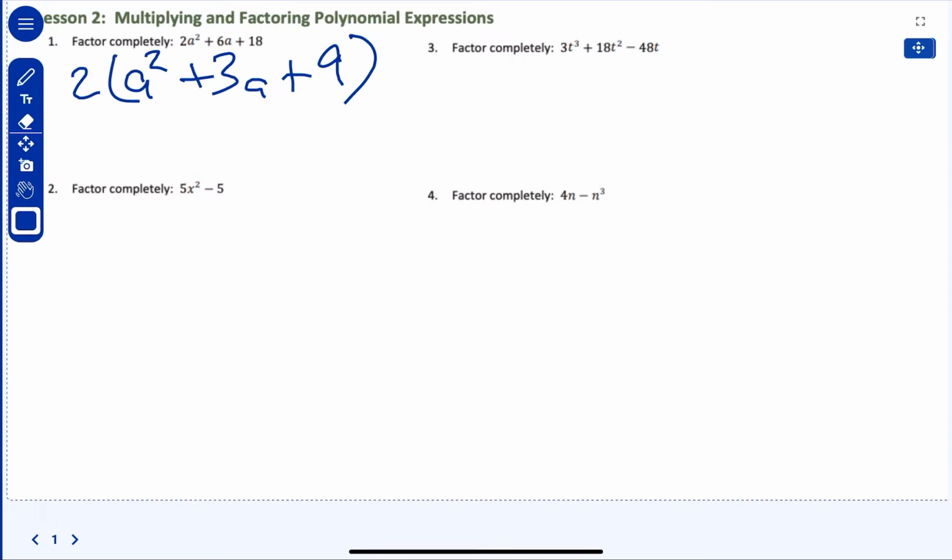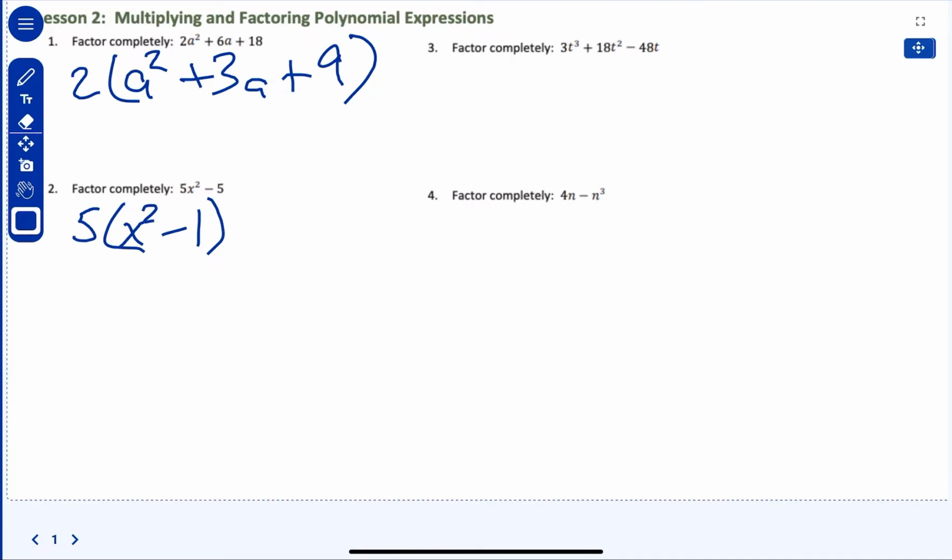You're on the wrong number 2. 5, okay, that is the greatest common factor. 5x squared divided by 5 is x squared. 5 divided by 5 is 1. Are we finished? No. This will factor more.